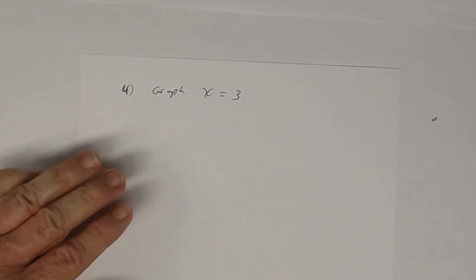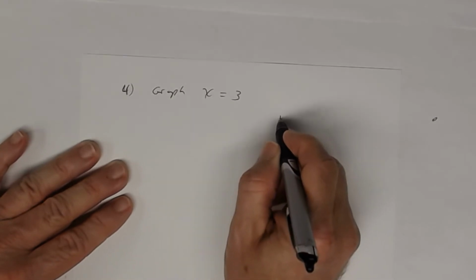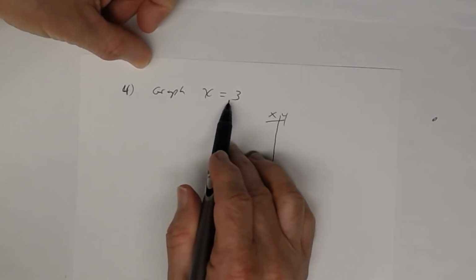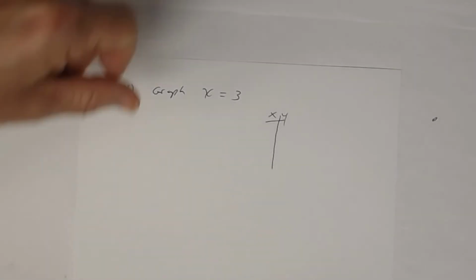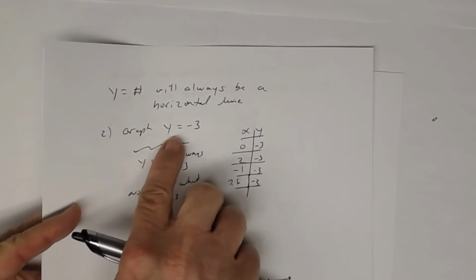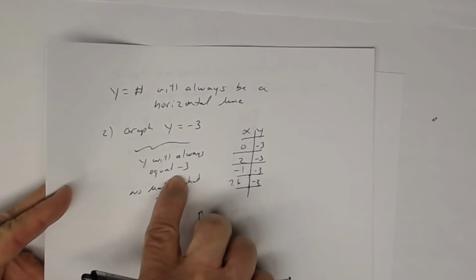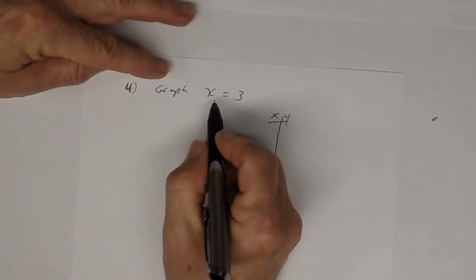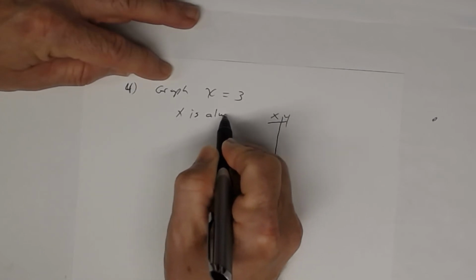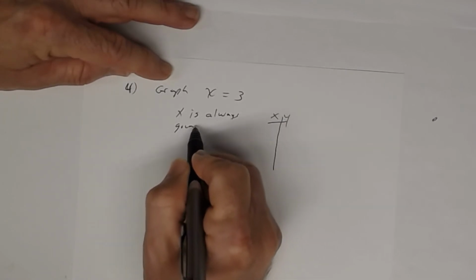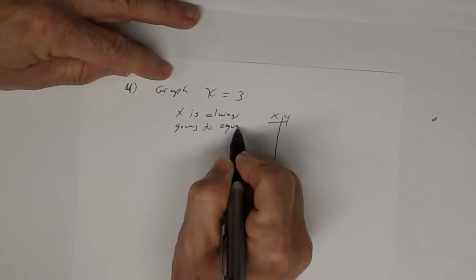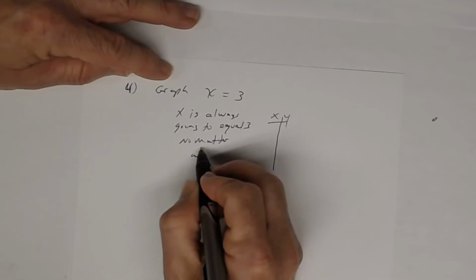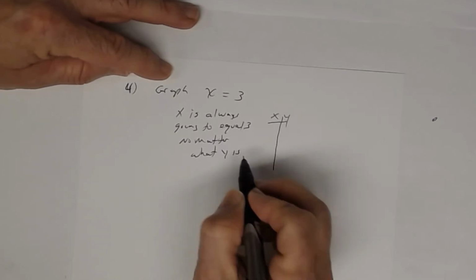So I'm going to use a t-table again, just like I did before, x, y. And notice this time, this says x equals 3. Remember a while ago, y equals negative 3. This says y always equals negative 3, no matter what x is, right? Y will always be negative 3. This says x is always going to equal 3, no matter what y is this time.